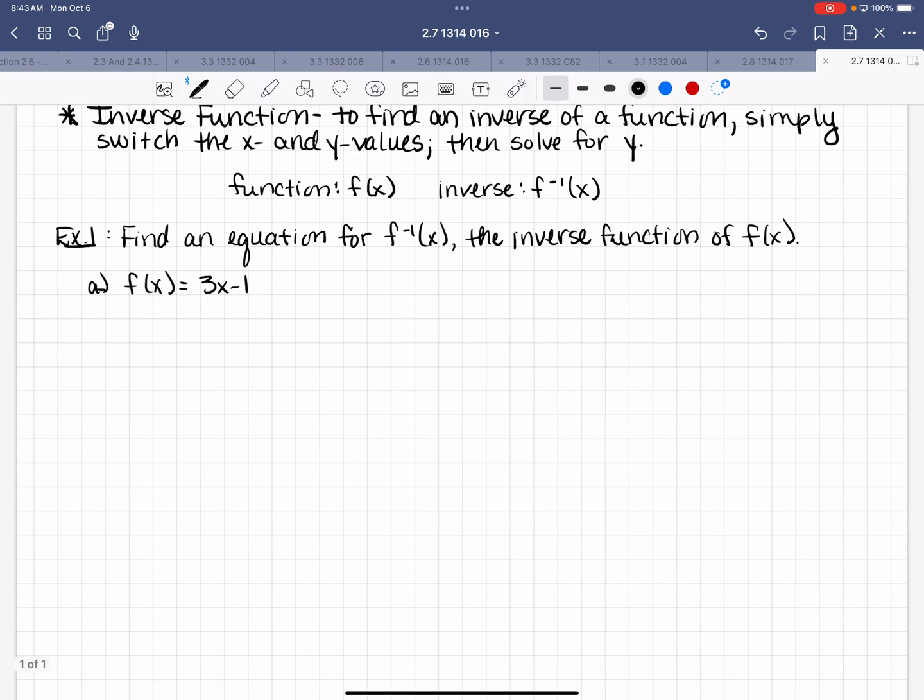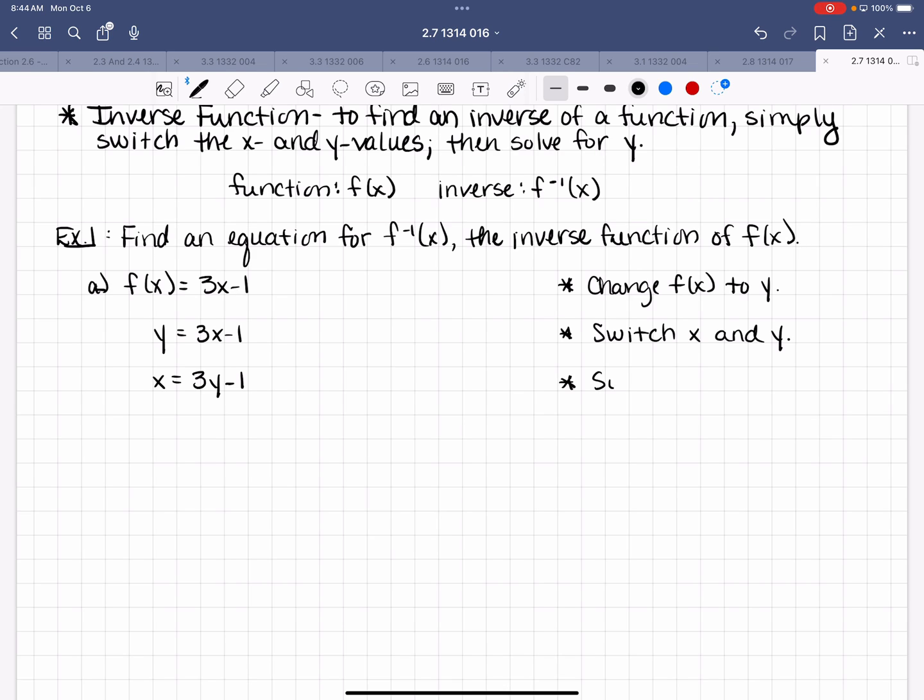So, step 1, we're going to change f of x to y. Because remember, f of x is the same thing as y, right? And to find an inverse, we switch x and y. So we're going to turn this into y equals 3x minus 1. Then we're going to switch x and y. All that means is everywhere I see an x, I'm now going to put a y, and everywhere I see a y, I'm going to put an x. So this is going to become x equals 3y minus 1.